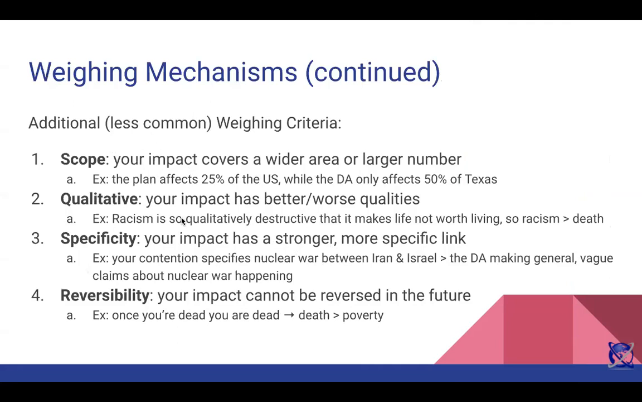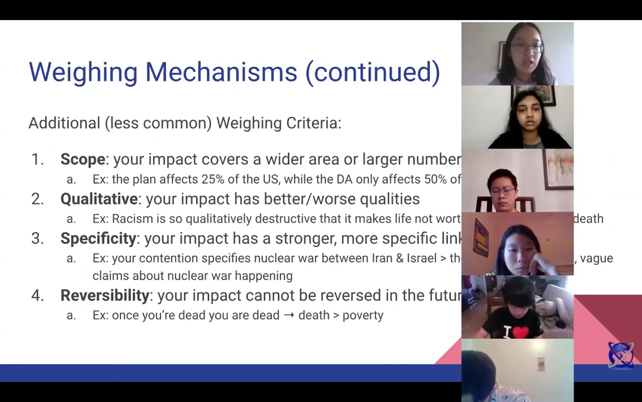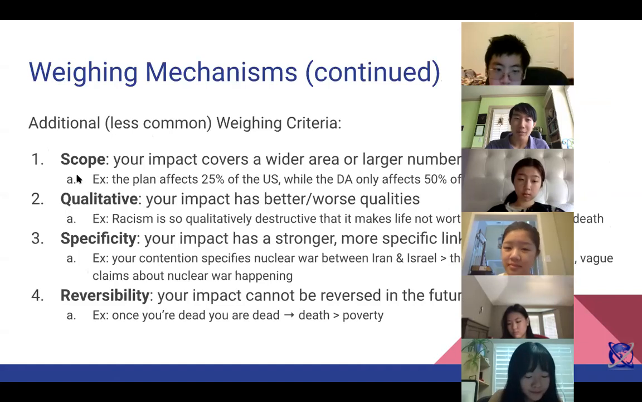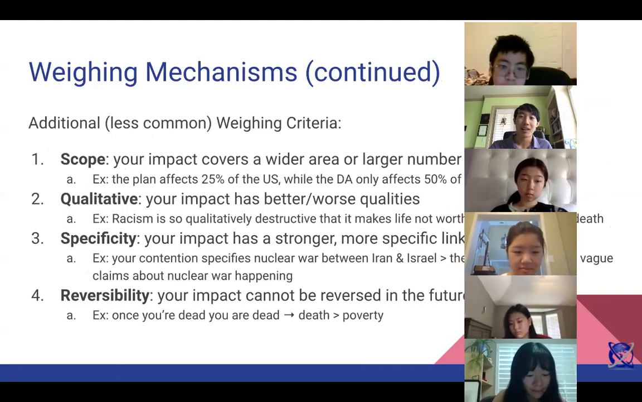I'm not going to talk too much about these. I honestly think these weighing mechanisms are really just an extension of the earlier ones you saw. But it's worth noting that some people, especially in Lincoln Douglas debate, will use these other weighing mechanisms. They'll say scope, which is really just magnitude. They'll say their impact outweighs on specificity, which I think goes back to probability.